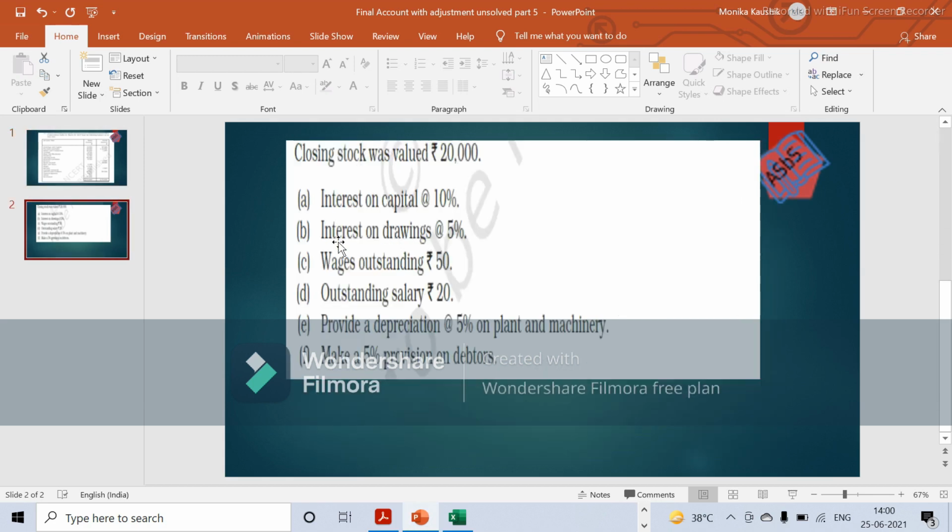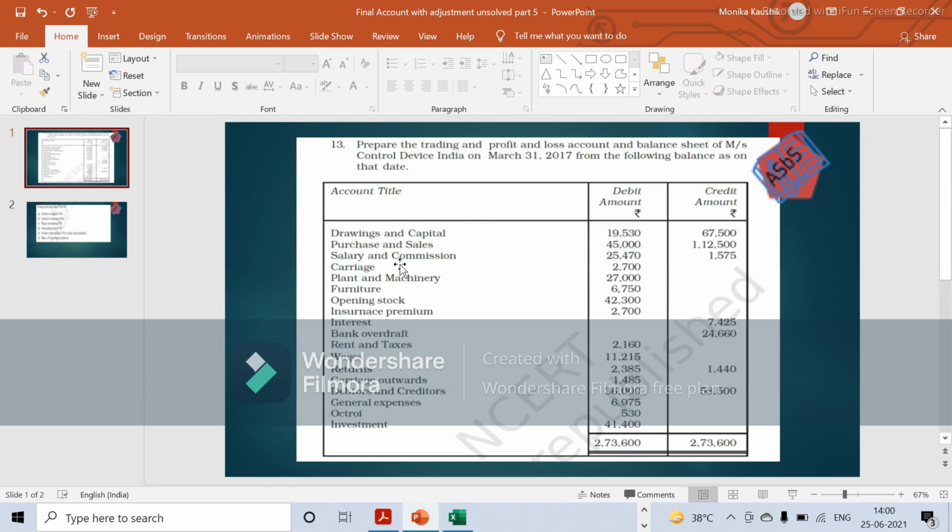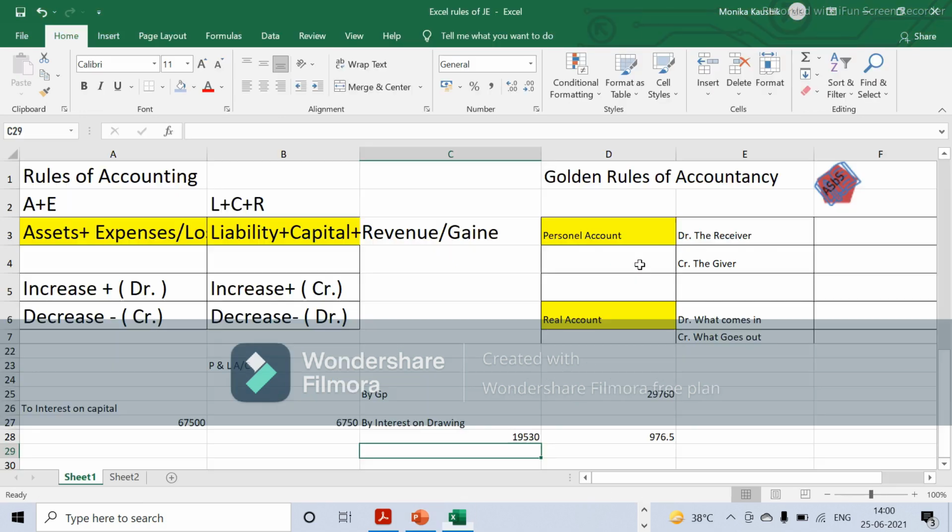Now let's look for another adjustment. Outstanding salary. Outstanding is basically a liability for any expense which we have not yet paid. That will go on the liability side, and the other thing is we'll have to add it back because that is related to this accounting period. We have not yet made the payment, right? So let's find out where is the salary. Salary is here, 25470.